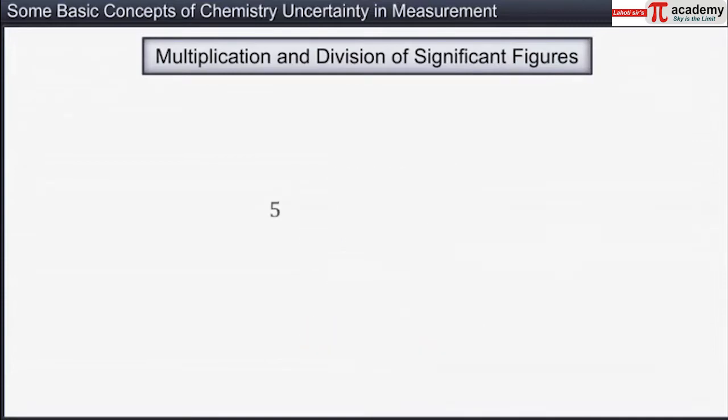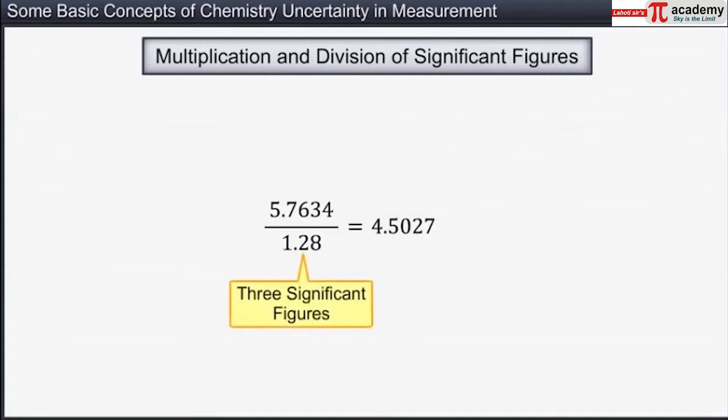Similarly, if we divide 5.7634 by 1.28, the result is 4.5027. According to the rule, the result must be reported with 3 significant figures. Thus, the correct answer is 4.50.